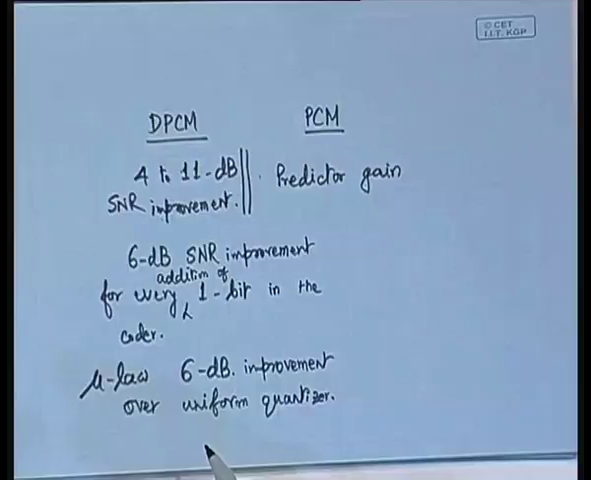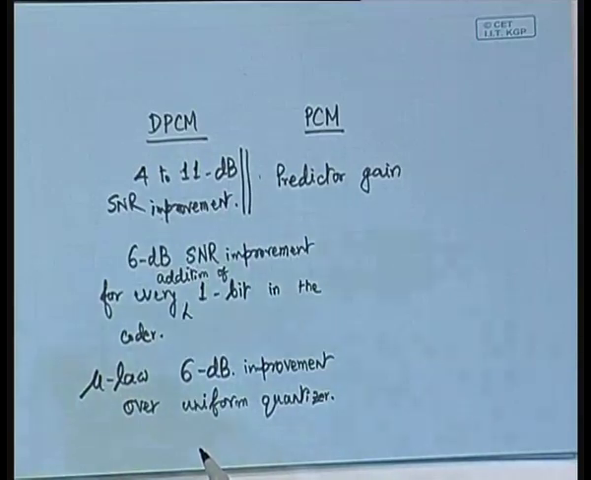So these are the independent factors. These are not the dependent factors. Predictor gain is because of the signal correlation between adjacent samples, whereas this improvement is because of the increase in the number of quantization levels.